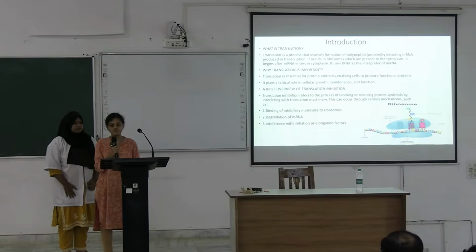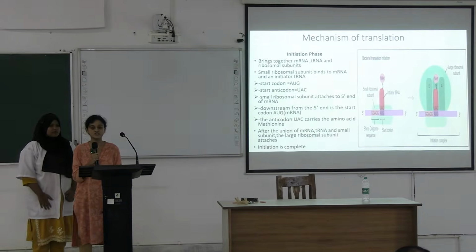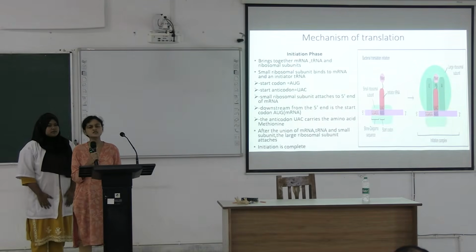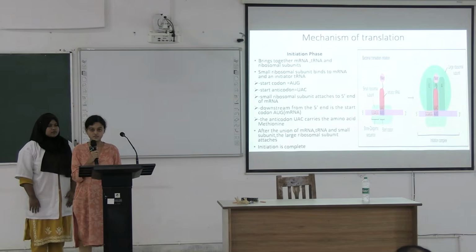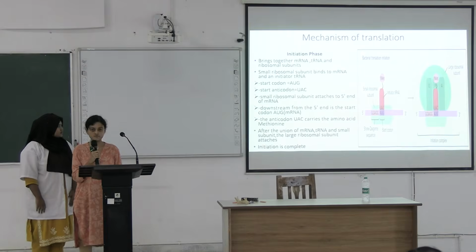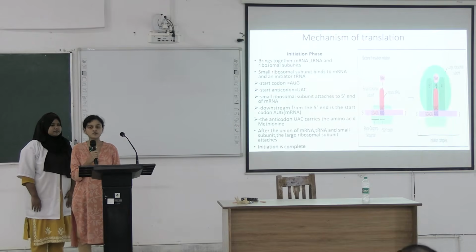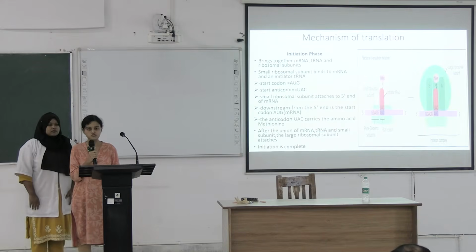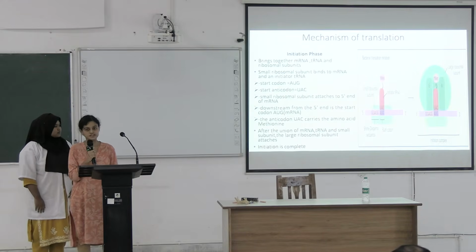Now, mechanism of translation. Translation involves three steps: initiation, elongation, and termination. Initiation. The small part of the ribosome attaches to the mRNA. It reads the mRNA. The first tRNA brings the amino acid methionine, which is also the start codon. The large part of the ribosome also joins in. Thus, the machinery of protein synthesis is ready.